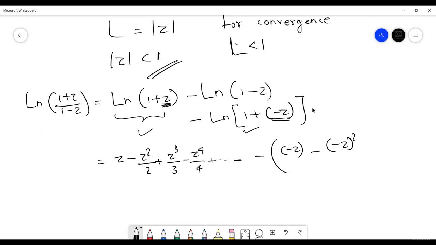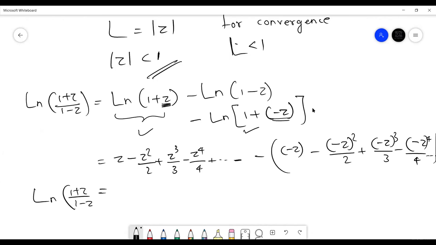Minus z squared by 2 plus minus z cubed by 3 minus z to the power of 4 by 4, and it goes on, right? So now we have to simply solve this and find the Maclaurin series for this one. Fairly simple calculation. So that is the Maclaurin series part.